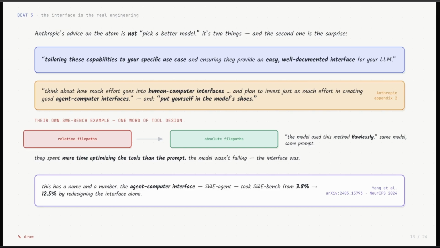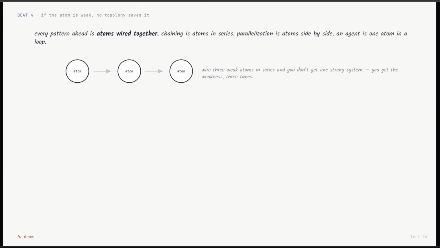So just by redesigning, they did 3 times. Same class of model. They were using the same class of model. And this is the work everyone is avoiding. Why does this ordering matter?